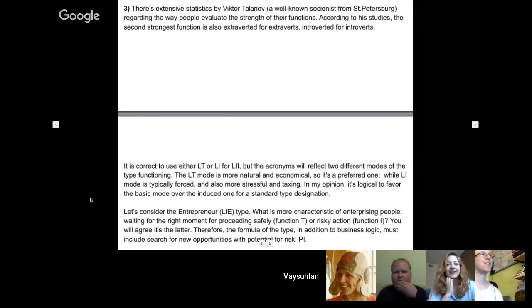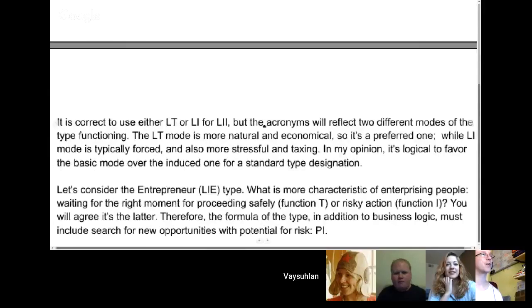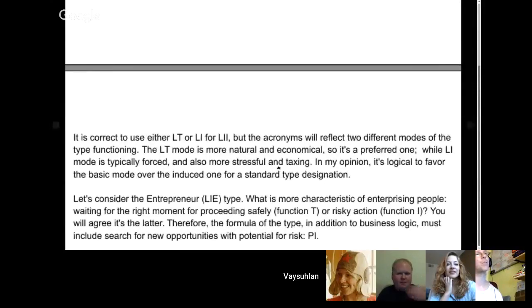Right, so you've got this code here. I can see what it means about the entrepreneur, about them taking risks. But we could also say that that is the tertiary function in ENTJs. Well, what is the... Right then, okay.